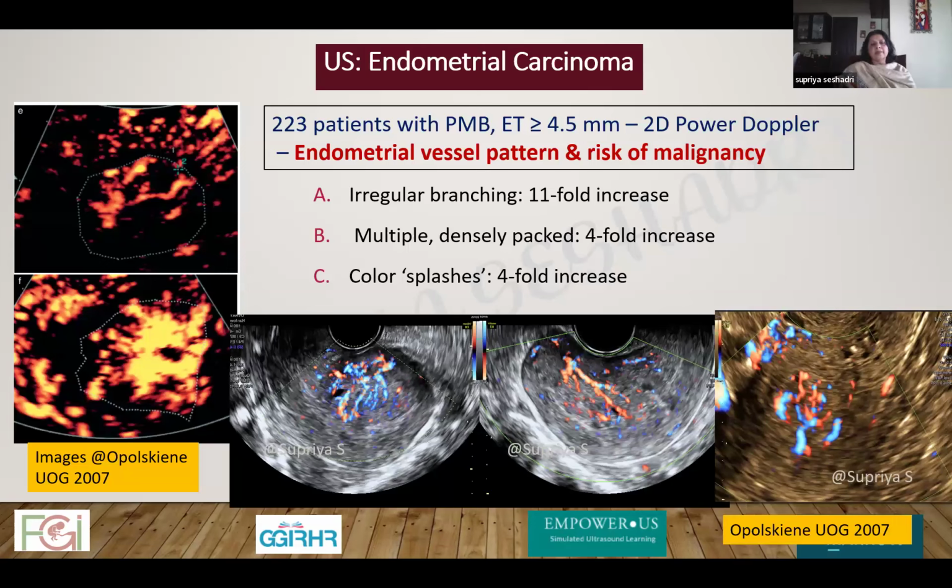This is a very nice study depicting how assessing color helps. This was done on 223 patients with postmenopausal bleeding, all of them with a thickness of more than or equal to 4.5 millimeters, and they used 2D power Doppler. So here they studied the endometrial vessel pattern and assessed it for risk of malignancy. When there's irregular branching, the risk is 11-fold. When there are multiple densely packed vessels, as you can see here, it is 4-fold, and color splashes, which means you just see blobs of color, are associated with a 4-fold increased risk of endometrial cancer.